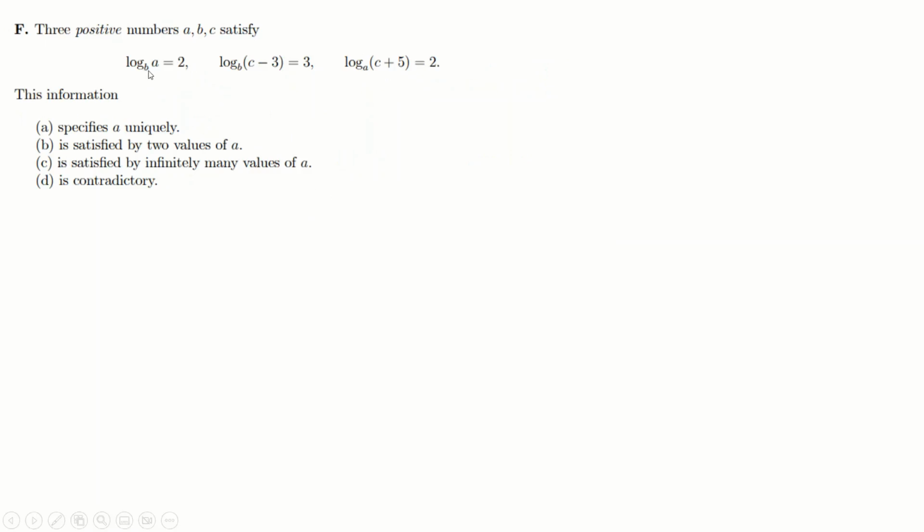Let's follow log rules here. So b squared equals a is what this one says. b cubed is c minus 3 is what that one says. And a squared equals c plus 5 is what that one says. And now they want me to solve this for a. It's a triple simultaneous equation, right?